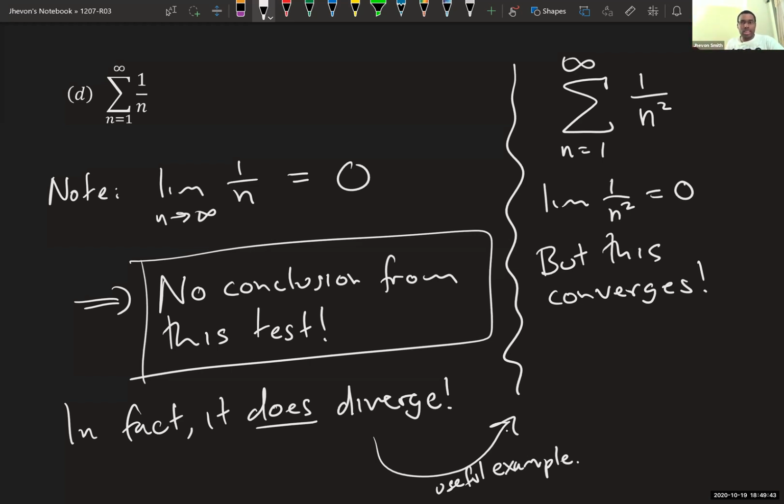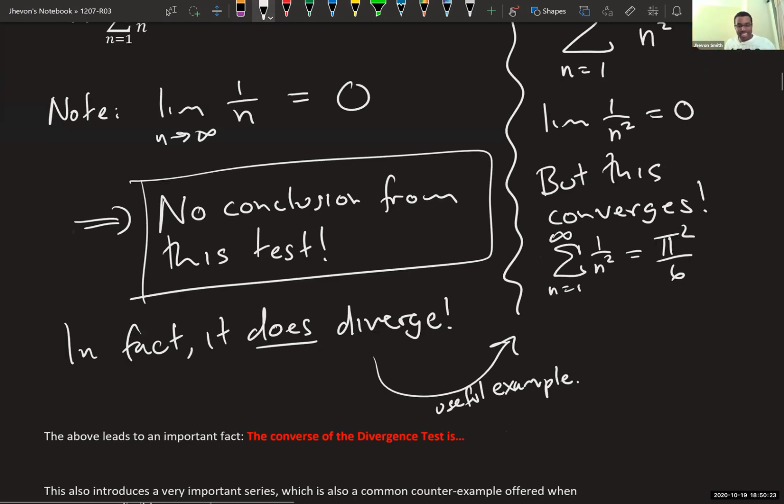Okay, can anyone guess what that converges to? So this guy is like 1 over 1 squared plus 1 over 2 squared plus 1 over 3 squared plus 1 over 4 squared, etc. Can you guess what that actually adds up to? It's very obvious, actually. Pi squared over 6. I'm being sarcastic. That actually adds up to pi squared over 6.